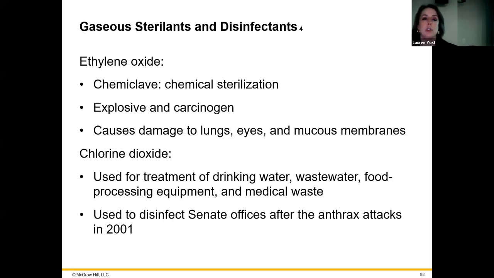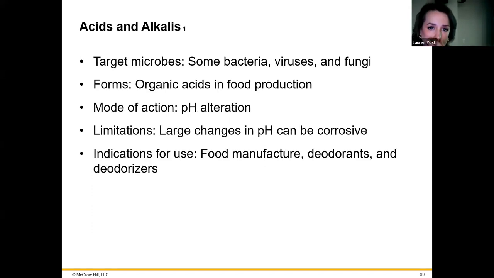It can be used to generate a chemiclave, like I was saying before, a chemical sterilization within a whole room. So you can get a whole bunch of stuff in one room and sterilize it all at once with this. Anyways, chlorine dioxide is a similar gas, but it is less harmful. And they used this to disinfect the Senate after the anthrax attacks. They can use it to treat water as well.